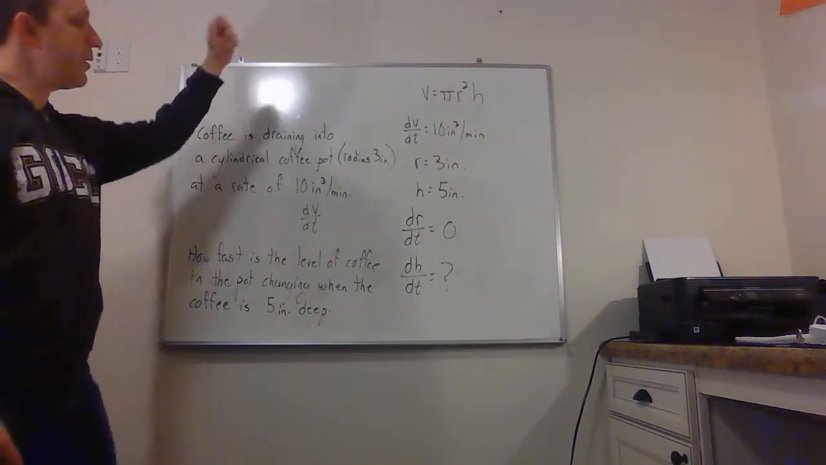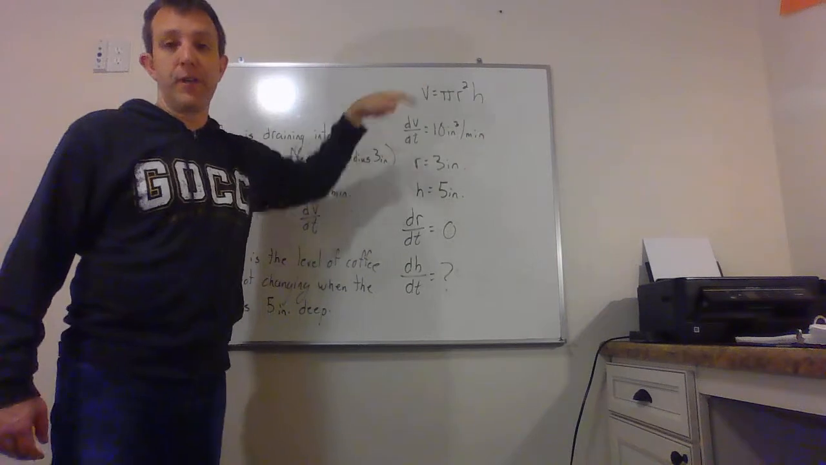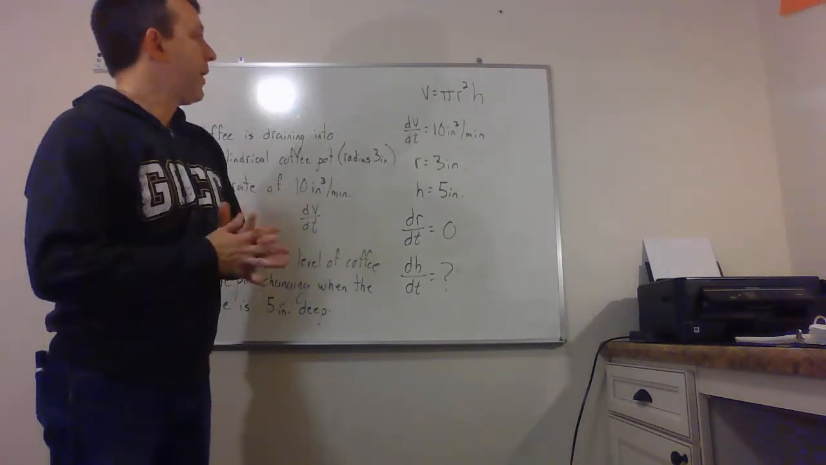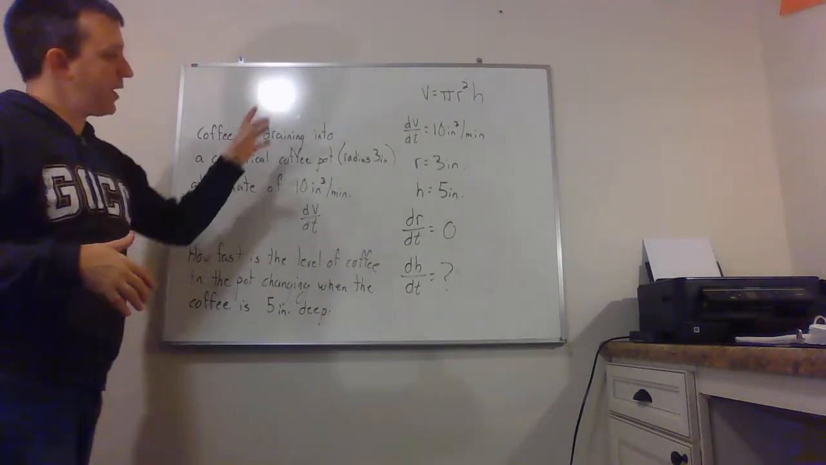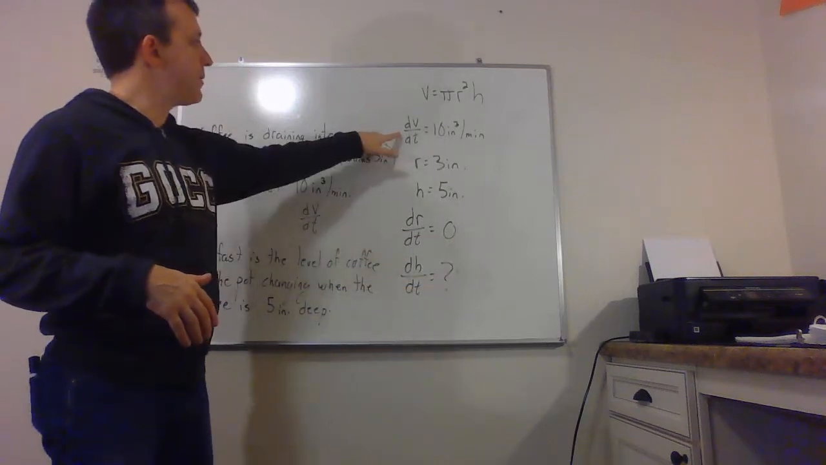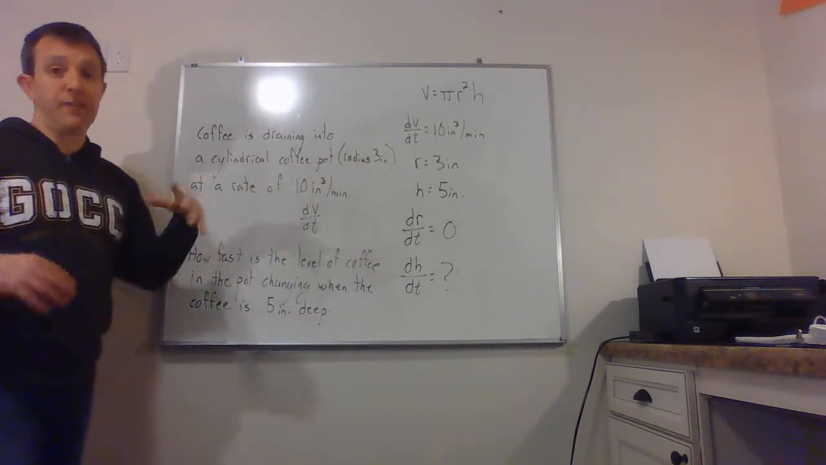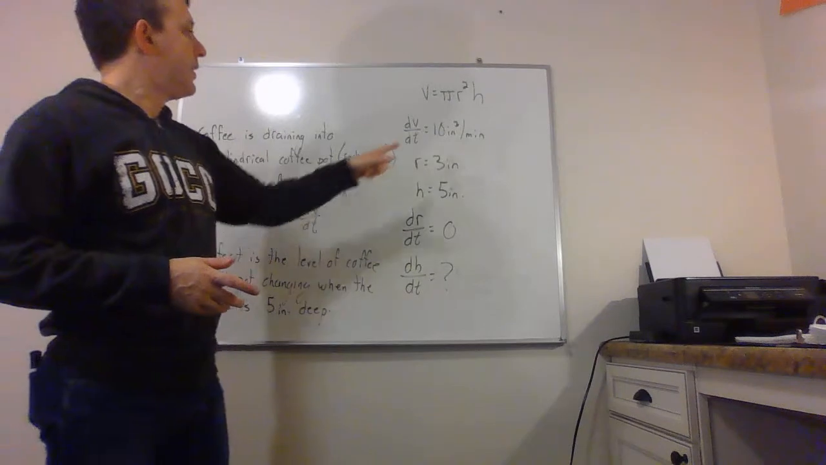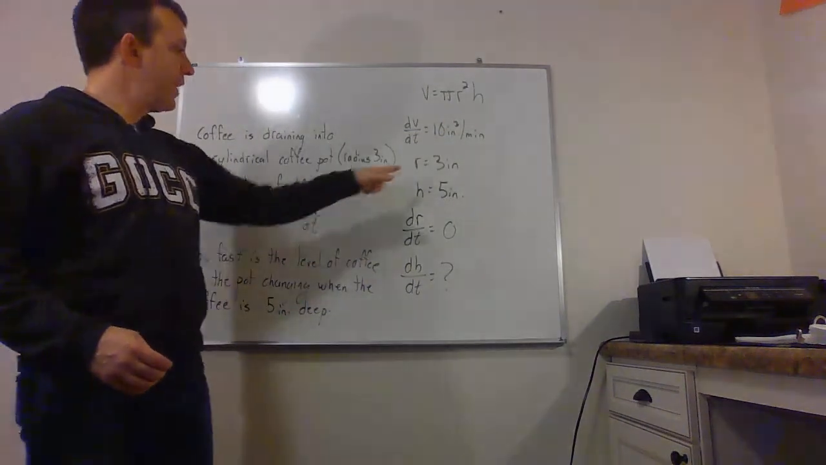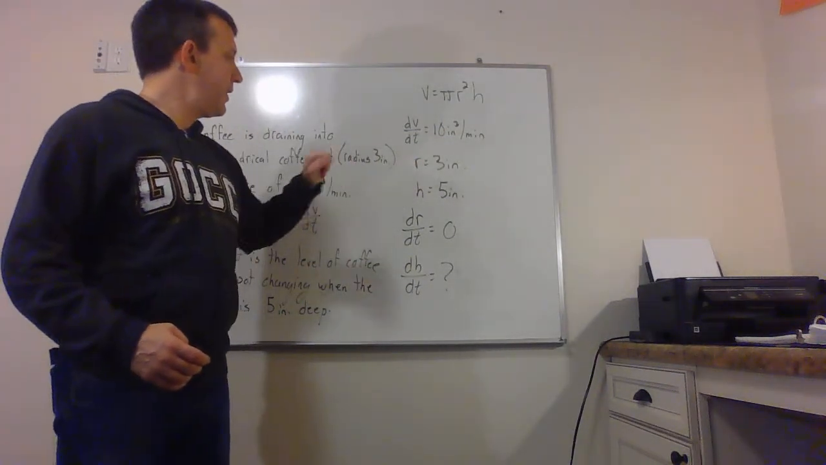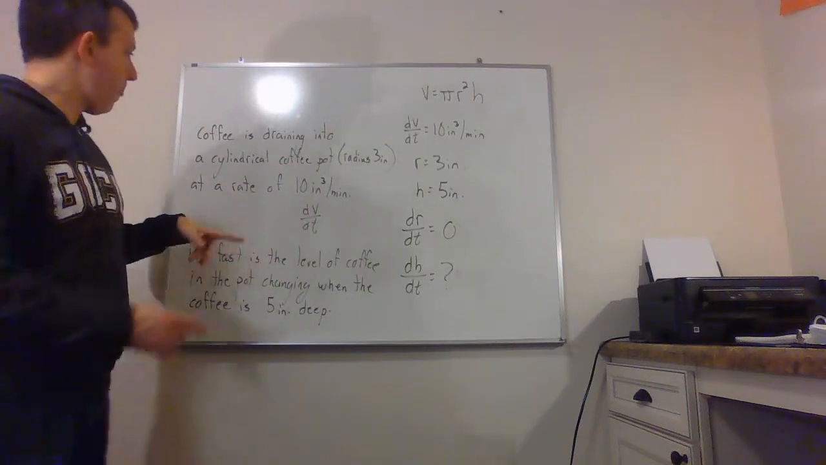So I'm working here with the formula for the volume of a cylinder, pi r squared h. And you'll notice I have everything laid out for us. We know dV/dt, the change in the coffee. That's the change in the volume, which is 10 inches cubed per minute. The radius is 3 inches. The height is 5 inches. We're given both of those.